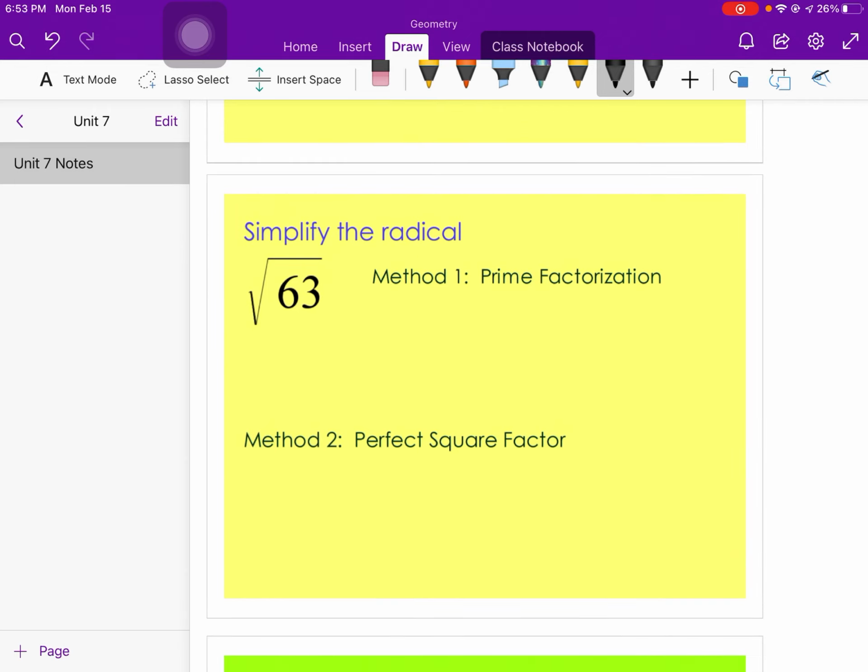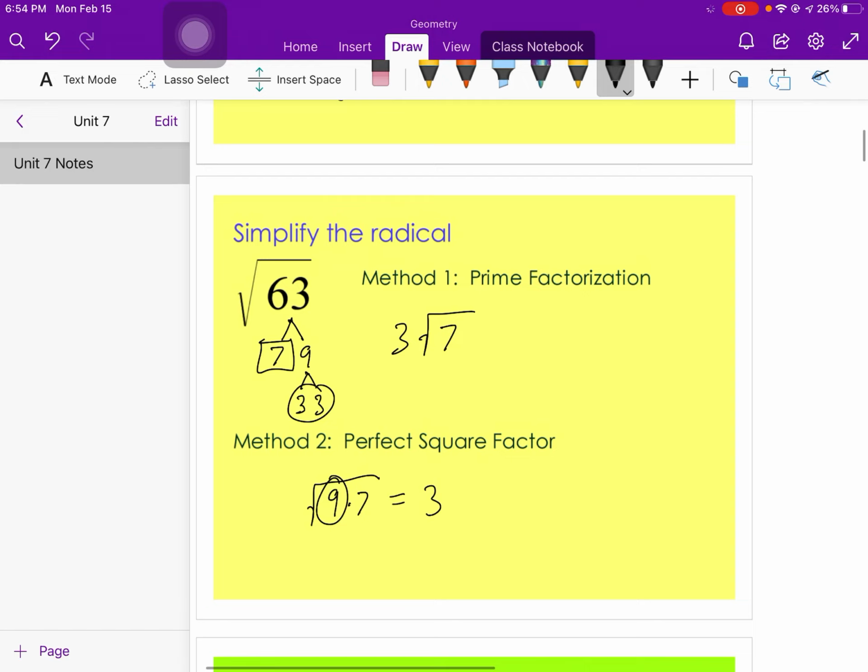So method 1 is the prime factorization, like I was just talking about, where you do the factor tree. So this would break up into 7 and 9, and then 9 breaks up into 3 and 3. So we circle the 3's because they come outside. We have a pair of them. And then we have the 7 that stays inside. So this is one way to do it. And then method 2 is to look for perfect square factors. So it's to recognize the fact that 9 times 7, 9 being a perfect square, so right away you can just take the square root of 9. We know that's 3. And then 7 doesn't have a square root factor, so we leave it as 7. And there we go. But notice we get the same answer both times.